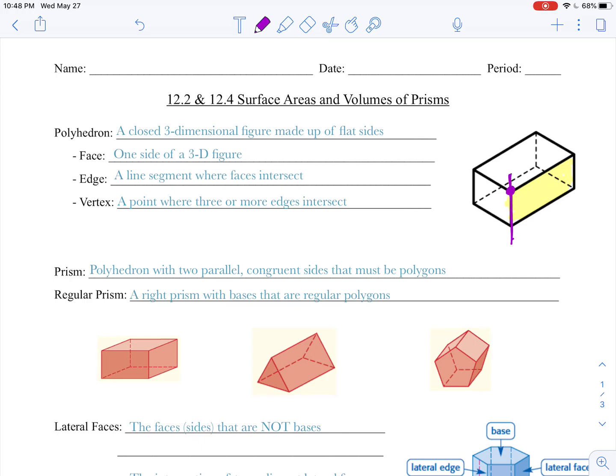Today's lesson is about prisms. Prisms are polyhedrons that have to have 2 parallel congruent sides that must be polygons. There are lots of different types of prisms which are named according to the sides that are called their bases. Those are the 2 parallel sides that are not rectangles, if that's an option. So the real name for a box is actually a rectangular prism.